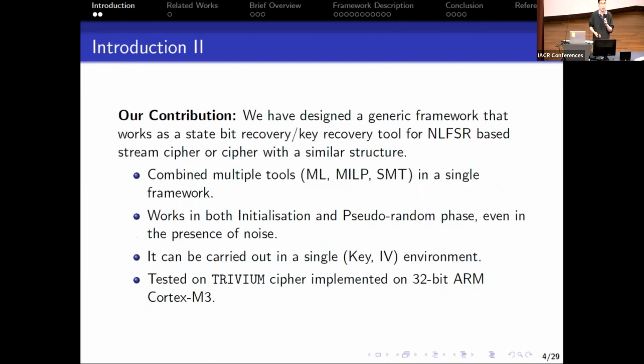Upon the construction of the tool based on these different tools, the attacker can feed in the traces and get the secret back. These tools work in both the initialization and pseudo-random phase, and even in the presence of noise. It can be carried out in a single key-IV environment, and we have tested it on a Trivium cipher implemented on a 32-bit ARM Cortex-M3 on Arduino Due.